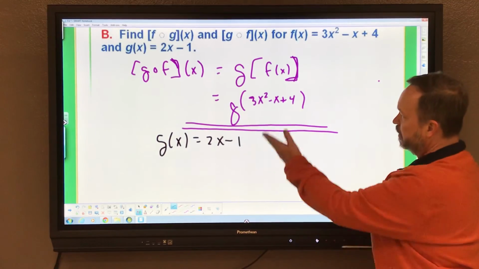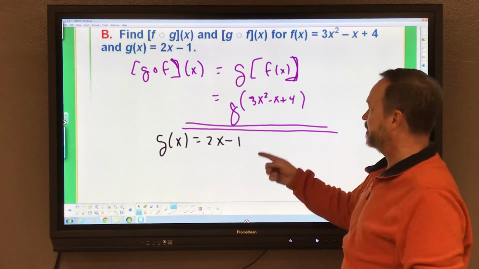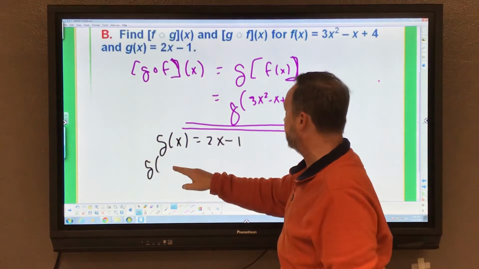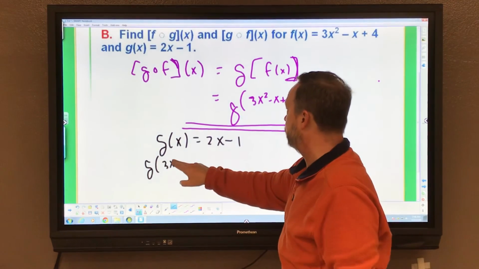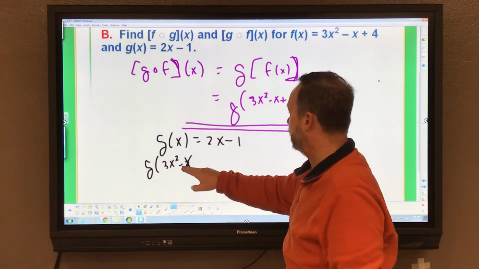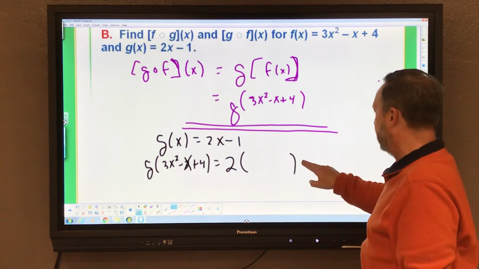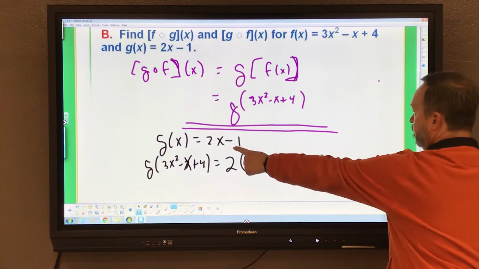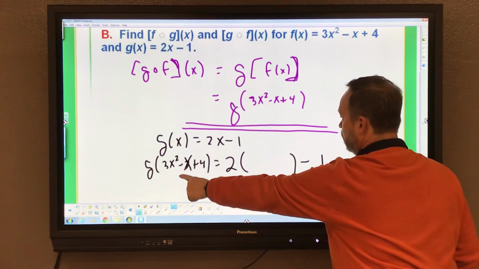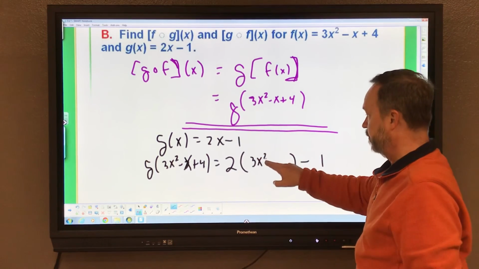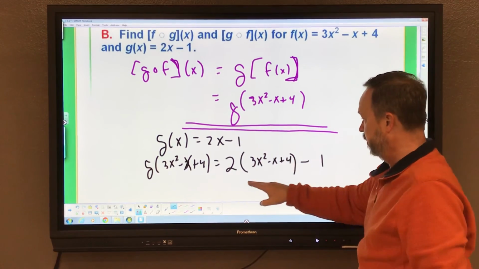G of x is 2x minus 1, but I'm not doing g of x, I'm doing g of that trinomial. So everywhere I see an x, I'm going to put in this trinomial, 3x squared minus x plus 4. Every time I see an x, I'm putting in that.